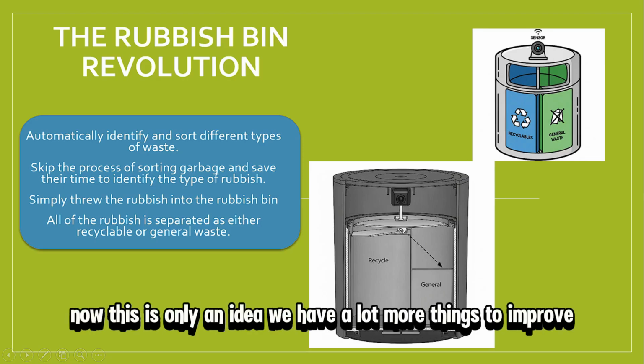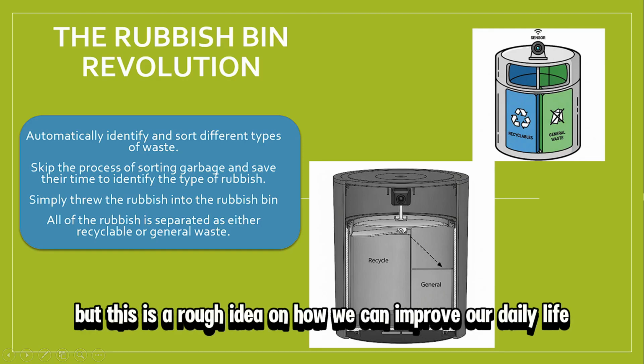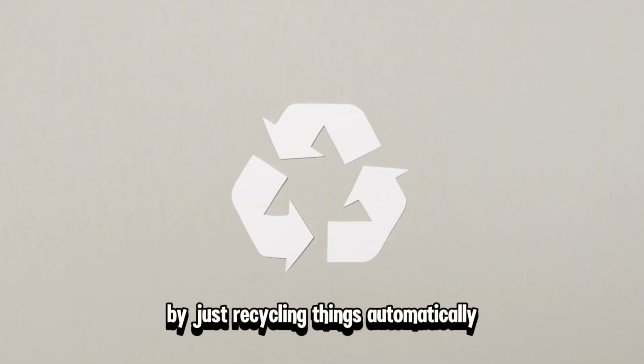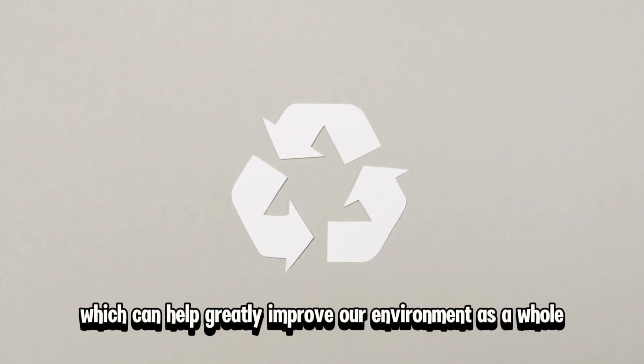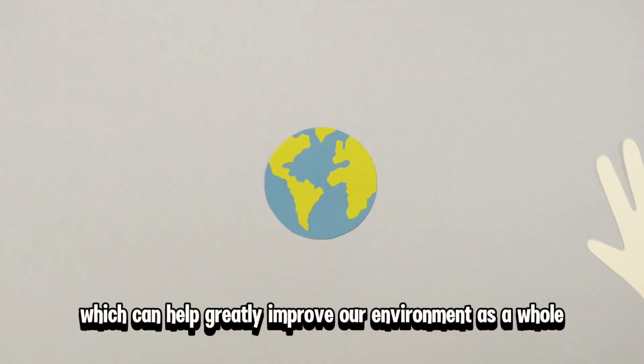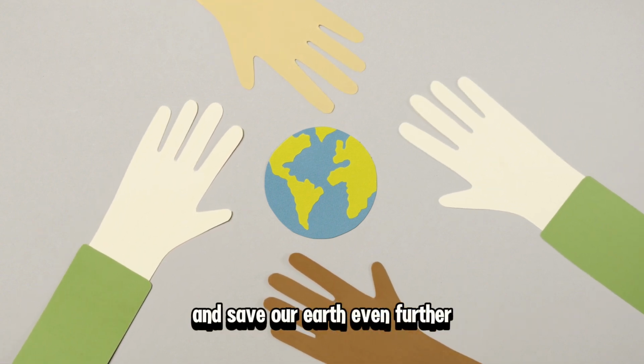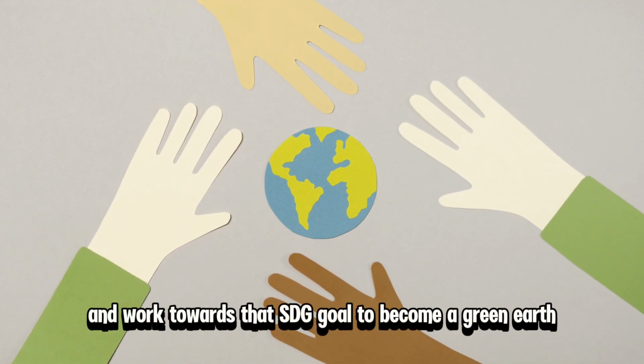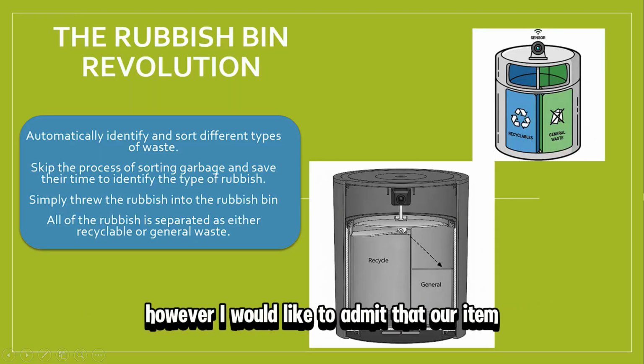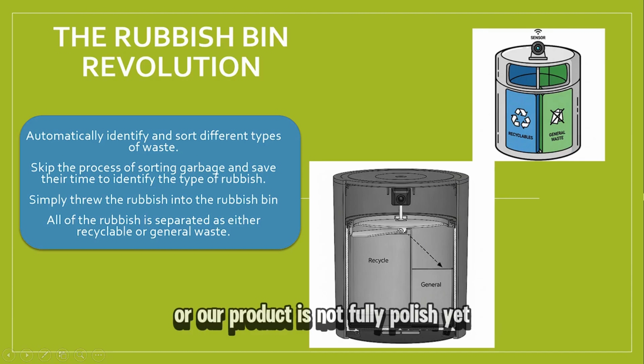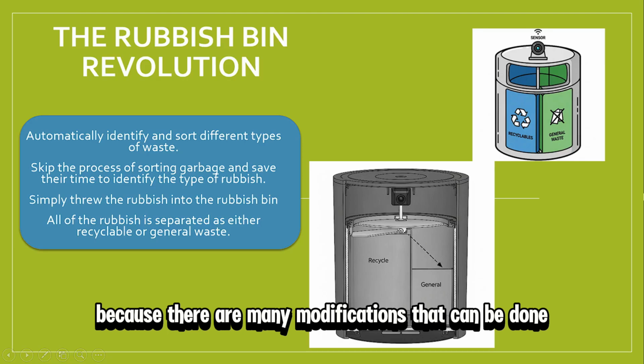Now, this is only an idea. We have a lot more things to improve, but this is a rough idea on how we can improve our daily life by just recycling things automatically without the help of humans, which can help greatly improve our environment as a whole and save our earth even further and work towards that SDG goal to become a green earth. However, I would like to admit that our product is not fully polished yet because there are many modifications that can be done.